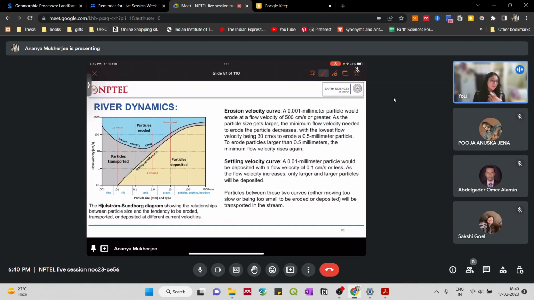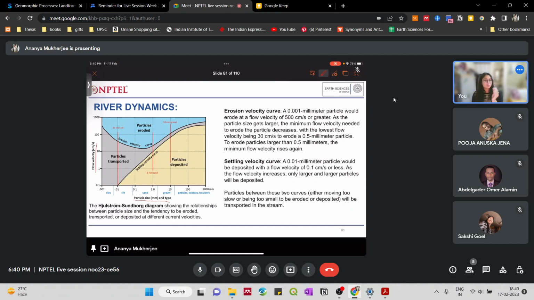Now we come to a very important figure that gives us an idea about when the river channel is going to erode, when it is going to transport, and when it is going to deposit the different sediments that it is carrying. So, considering the particle size and type of the sediments being carried by the river, and also the flow velocity of the river.